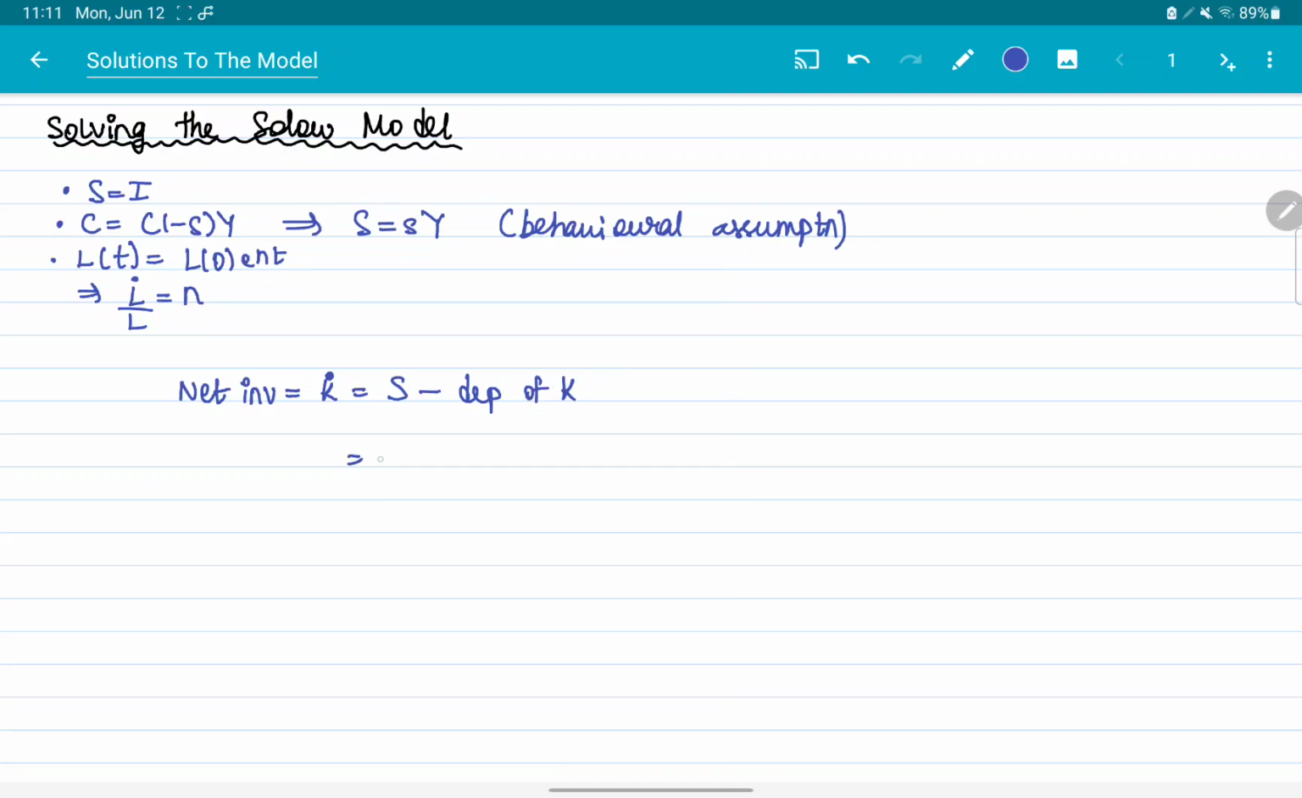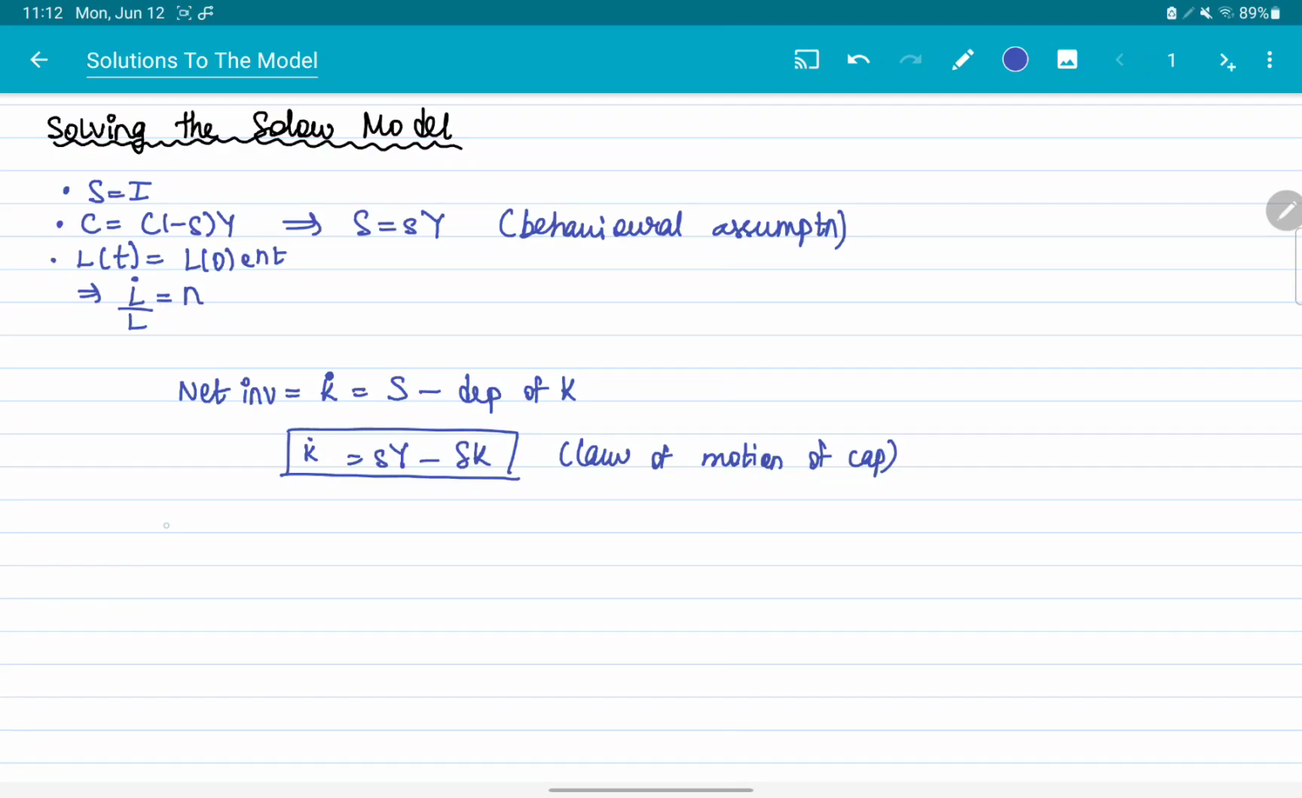Now S, I already told you, is s of Y, and this is again something we have seen in previous lectures, an assumption that a constant fraction of capital is depreciated every year, or every period. Since we are dealing with continuous time dynamics, you have delta K, right? So this is the law of motion of capital. All right? Okay.